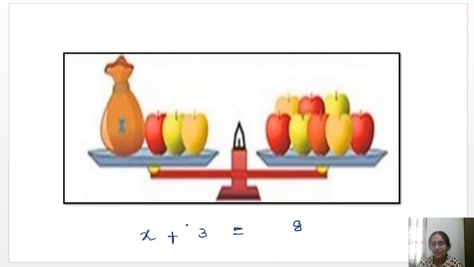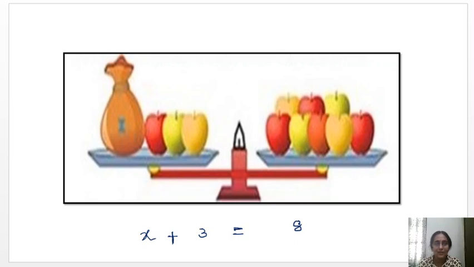x plus 3 objects are there on the left pan. 8 apples are there on the right pan. Left hand side equals right hand side. Who says that left hand side equals right hand side? It is the needle at the center. So that is why left hand side equals right hand side. We got an equation with variable x. It is an equation because this statement consists of an equal sign. There are 2 expressions, left side of the equal sign and the right side of the equal sign. The statement says that the 2 expressions are equal.